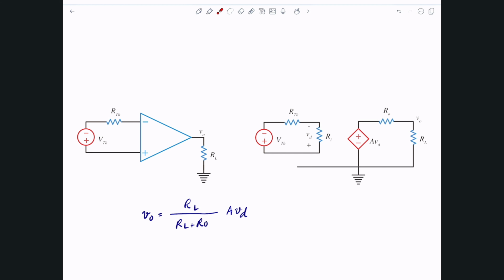It's just a gain. Its unit is usually V by V. It's unitless, or V divided by V. All right, so that's in terms of the V output, but wait a minute, what is the VD?